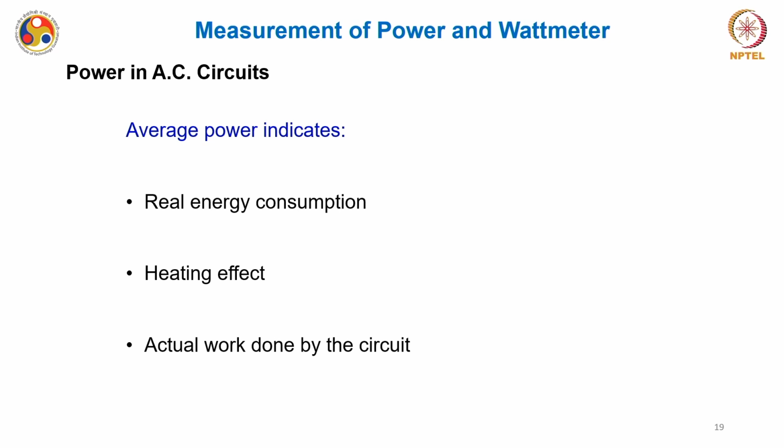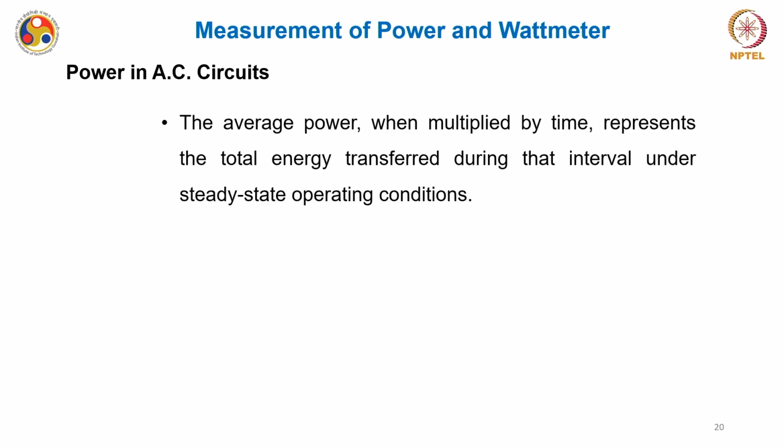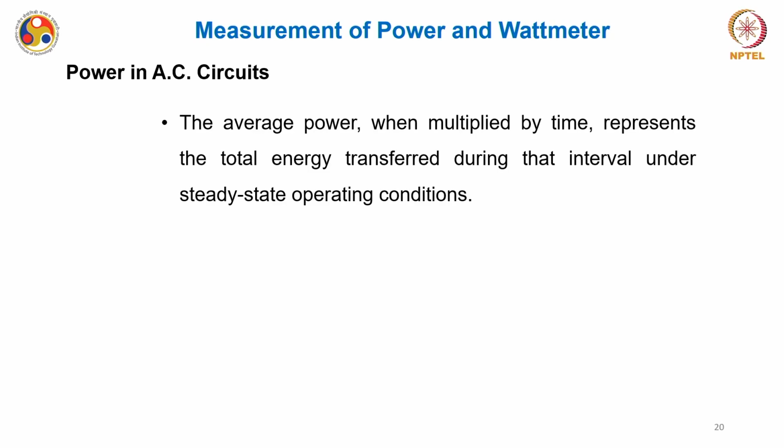Average power indicates the real energy consumption. It also relates to the heating effect of the AC signal, and it is the actual work done by the circuit. That's why we are more interested in the average power rather than bothering about the instantaneous power. The average power, when multiplied by the time or integrated over the time, represents the total energy transferred during that particular interval under steady state operating conditions.